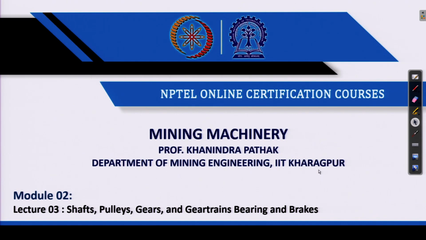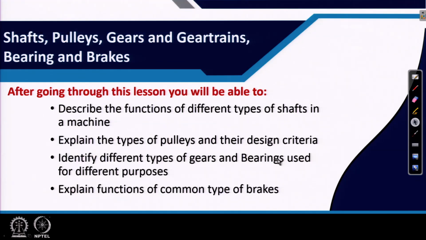Welcome back to our discussions on mining machinery. Today we will be discussing some more machine elements which are available. To study this machinery, we must have acquaintance with different components and parts. So, in today's class we will be discussing shafts, pulleys, gears, gear trains, bearings and brakes. We will just be introducing a number of items.